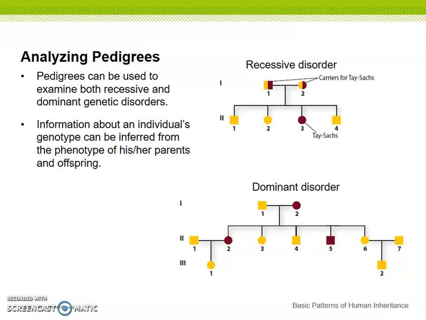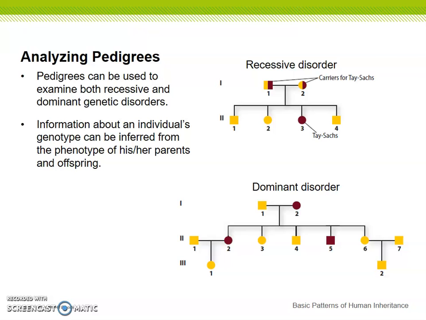Analyzing pedigrees. Pedigrees can be used to examine both recessive and dominant genetic disorders. They can be used to trace eye color or the presence of a hitchhiker's thumb. It doesn't have to be a disorder. Information about individuals' genotype can be inferred from the phenotype of the parents of that individual, and by the offspring of that individual.